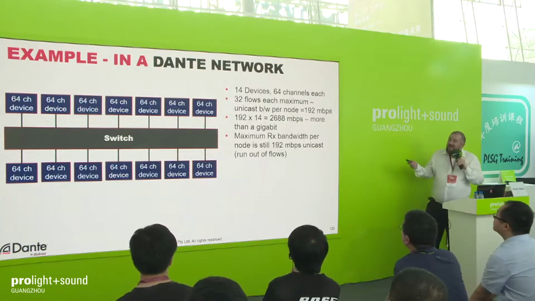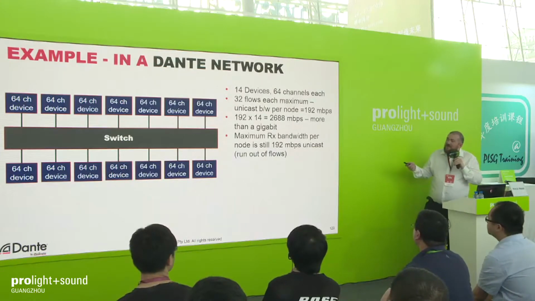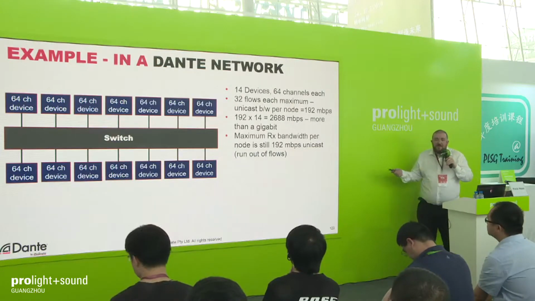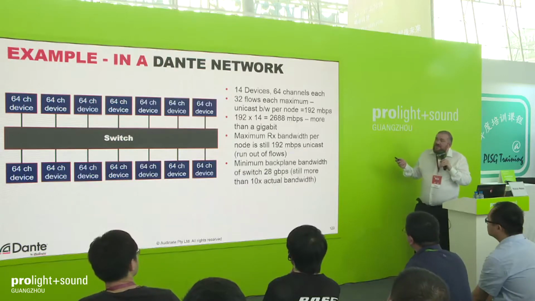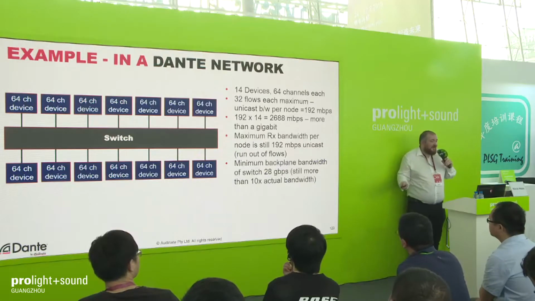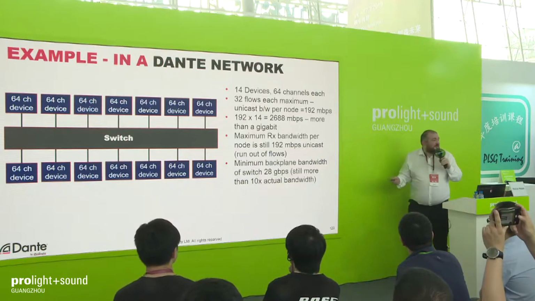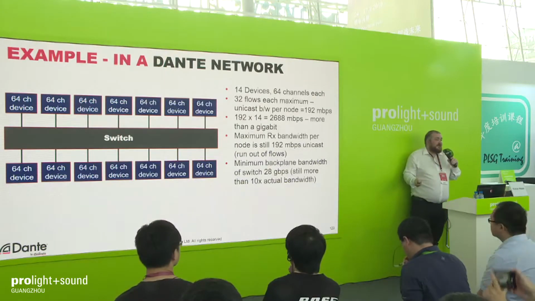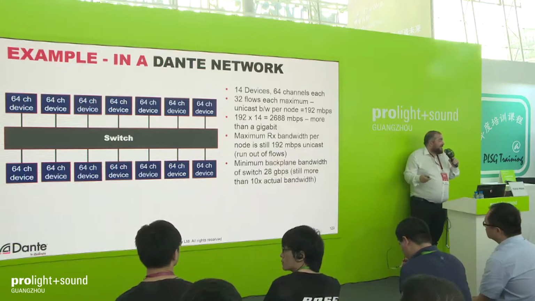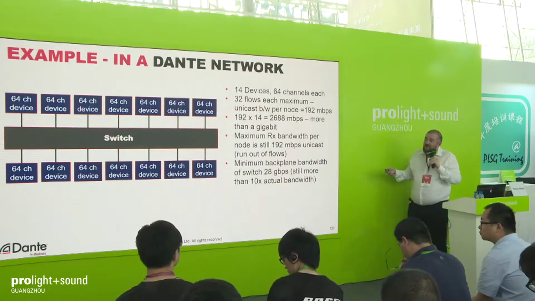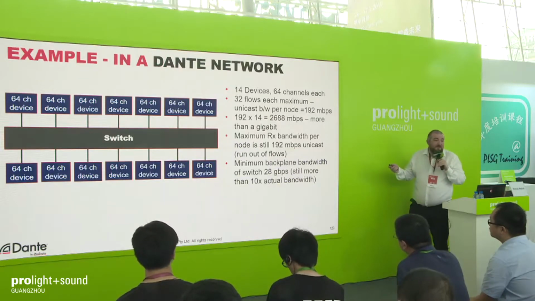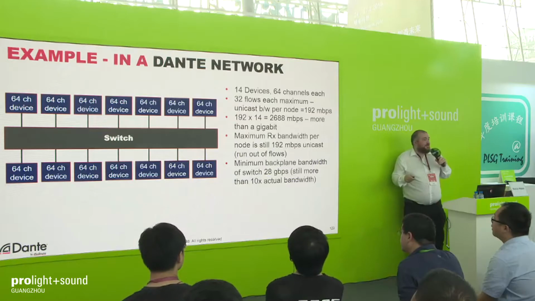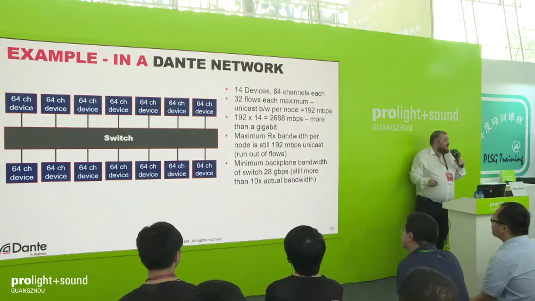My maximum receive bandwidth per node is still 192 megabits per second unicast, otherwise I would run out of flows. Now because this is all unicast traffic, we're quite safe here. Okay, so the maximum I can ask for as a receiver is 192 megabits per second. Because this is a non-blocking switch, and this has 14 ports on it, it has to have a minimum backplane speed of 28 gigabits per second.